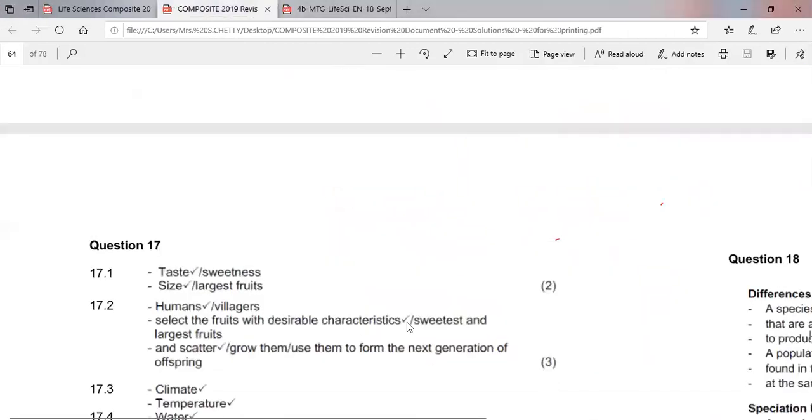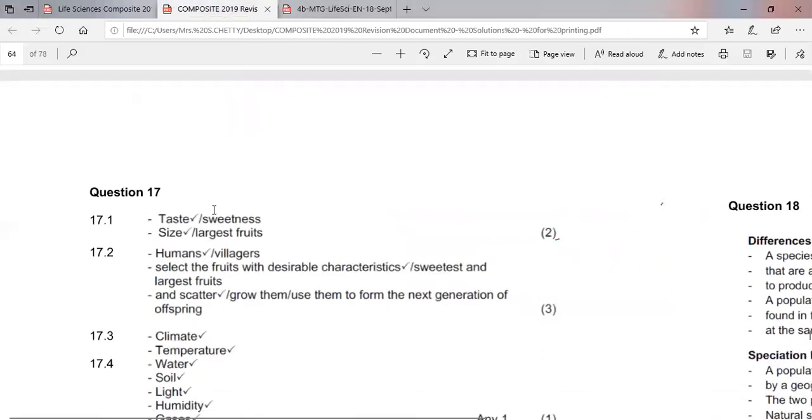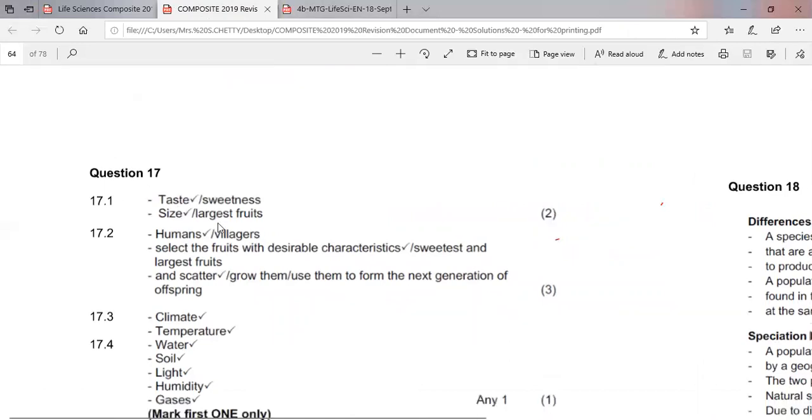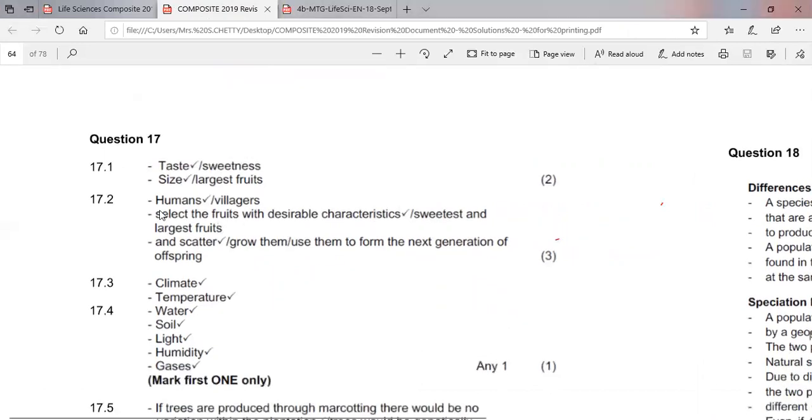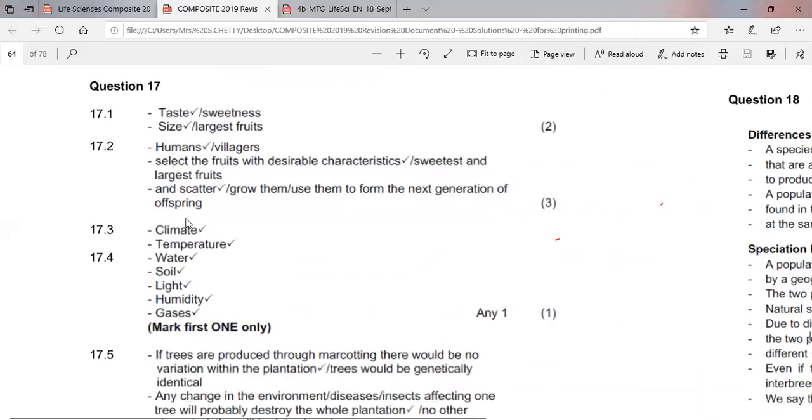17.1. So what did they want? Taste and sweetness. How would this be regarded as artificial selection? Humans selected the fruits with desirable characteristics and scattered them. So humans did the selecting, isn't that so? So what would affect plant growth? I don't like climate, but we'd say water, soil, light, anything that affects plant growth. I hope you had got it right.